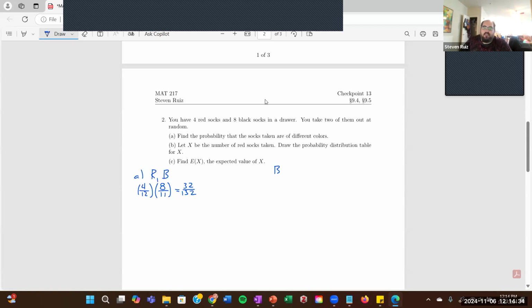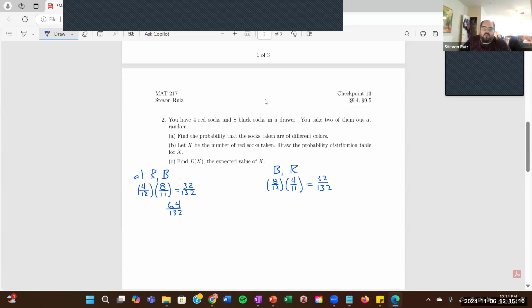Also, it could be black then red. What's the probability I draw a black sock? That is 8 out of 12. And then I draw a red sock. That'll be 4 out of 11. So I think this is going to give me the same result. So 32 out of 132. These are disjoint, mutually exclusive outcomes, so I can add these together. That'll give me 64 out of 132.